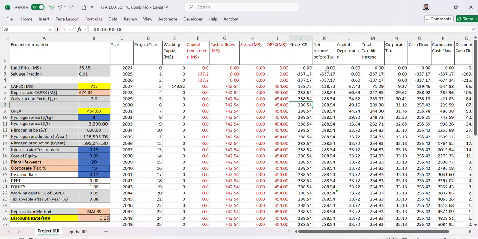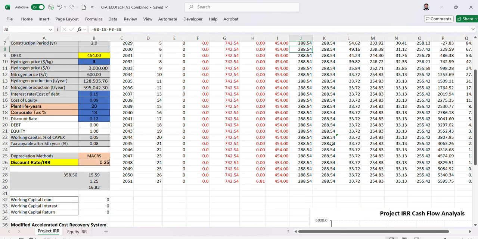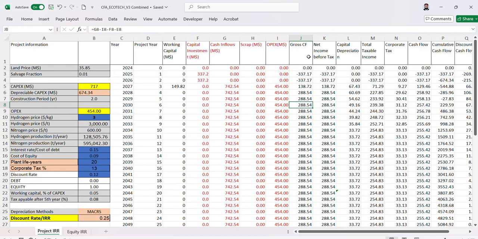Now you calculate the net income before tax. The net income before tax will be the same as the gross cash flow. And now you calculate the capital depreciation. As you know, the first 2 years will be 0, and this depreciation depends on the method you choose for the depreciation calculations.